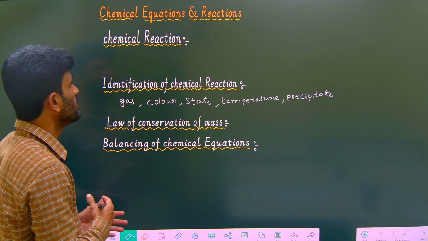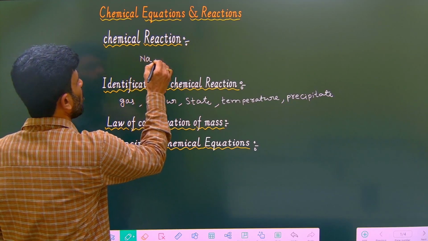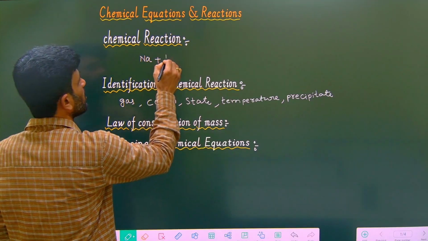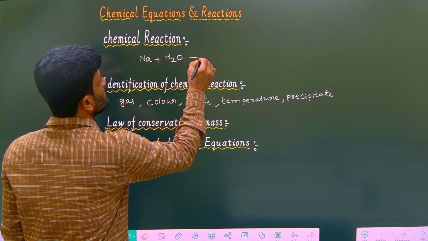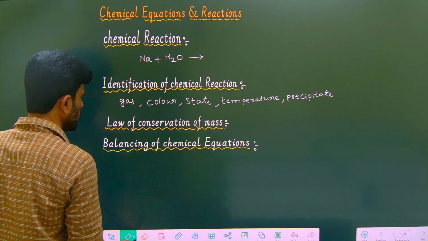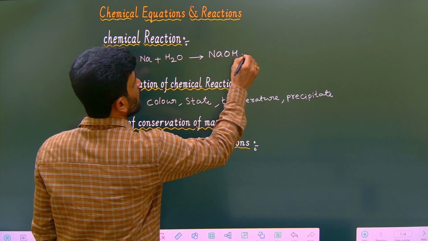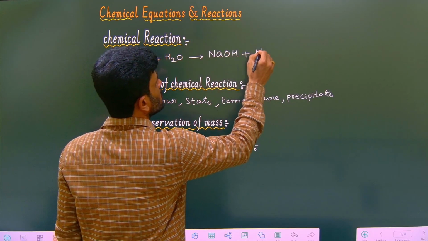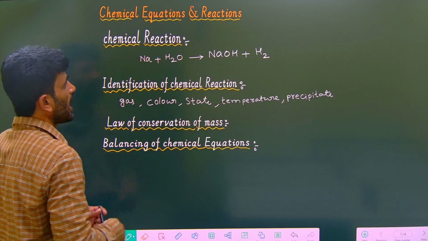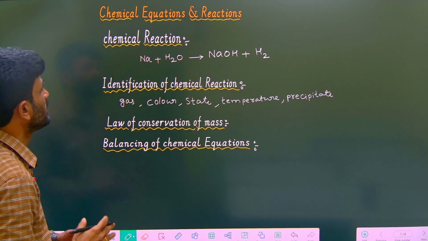So we have all the symbols. For sodium we use Na, and water, what is the molecular formula of water? H2O. It gives rise to what is forming here? Sodium hydroxide, which is NaOH, plus hydrogen gas is released, so H2. I wrote it like this. Here I kept one arrow mark. What does that arrow mark indicate? The reaction process.